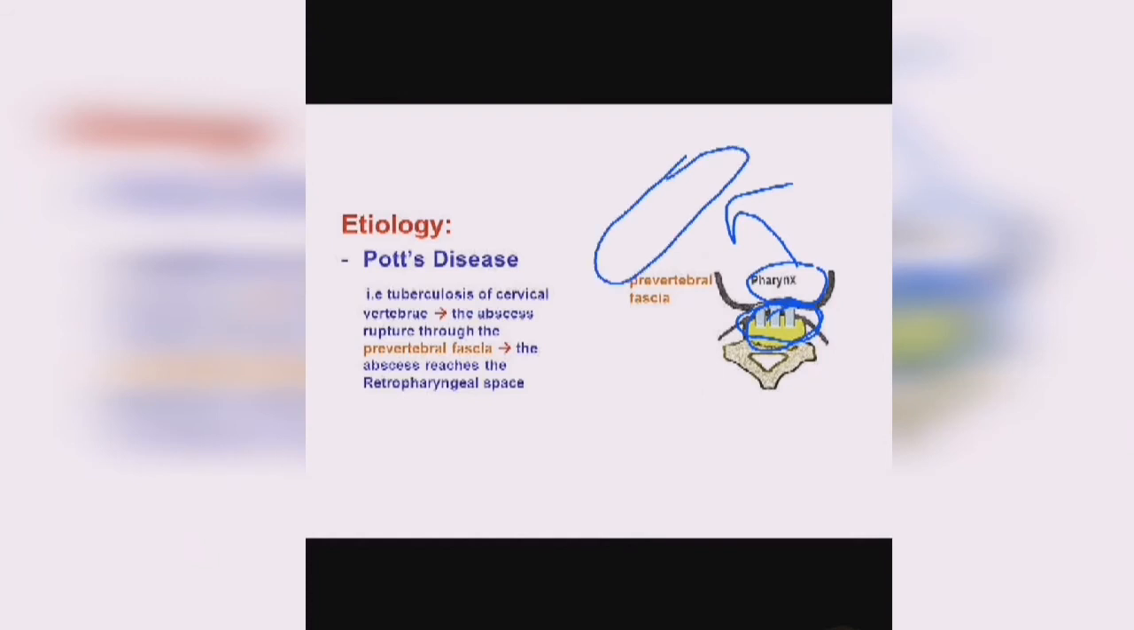Here is the retropharyngeal abscess, because it is a complication of TB, tuberculosis. Tuberculosis of the cervical vertebrae and lymph nodes leads to the abscess rupturing through the prevertebral fascia, then reaching into the pharynx, into the retropharyngeal space.